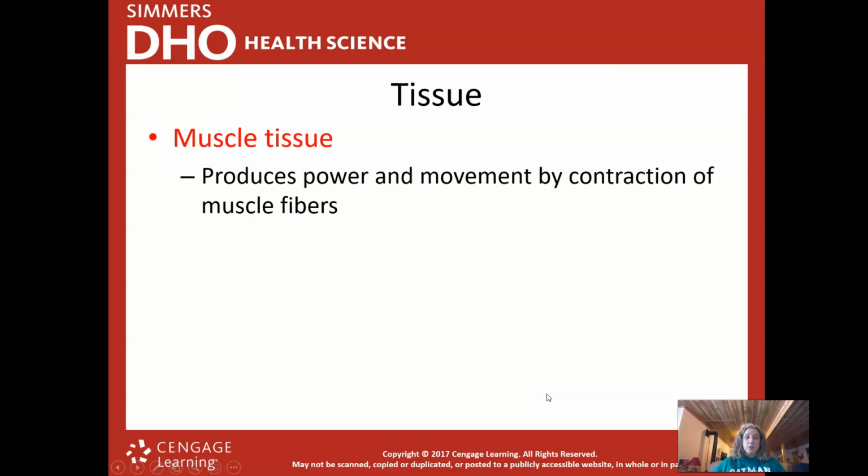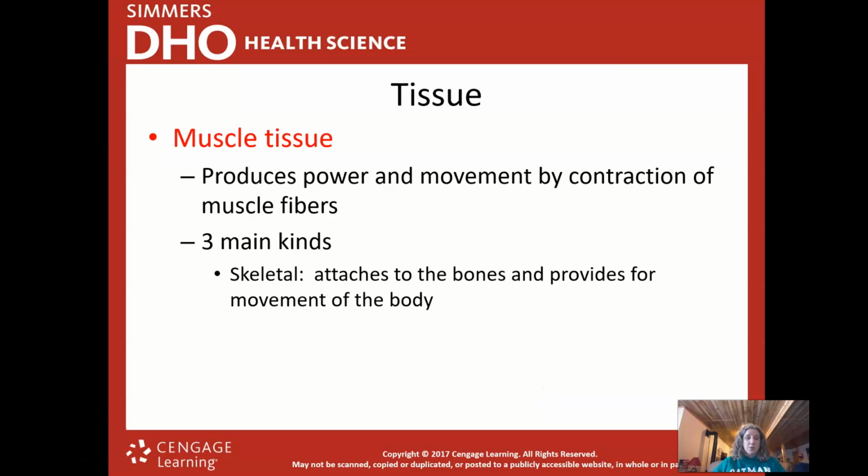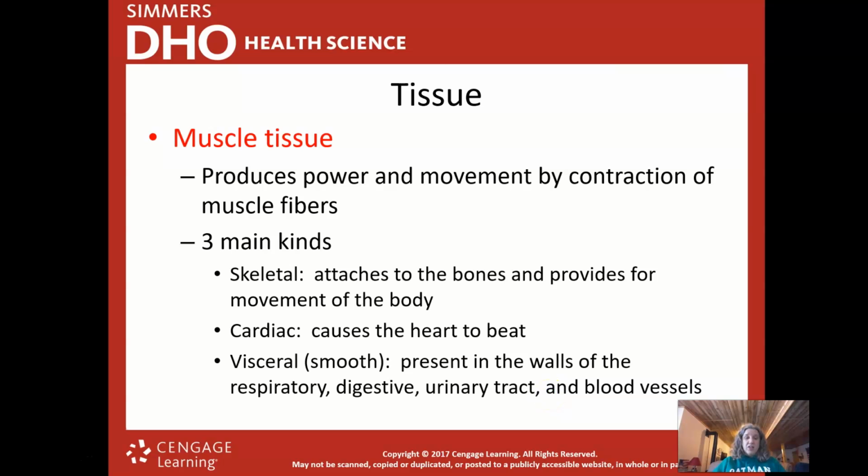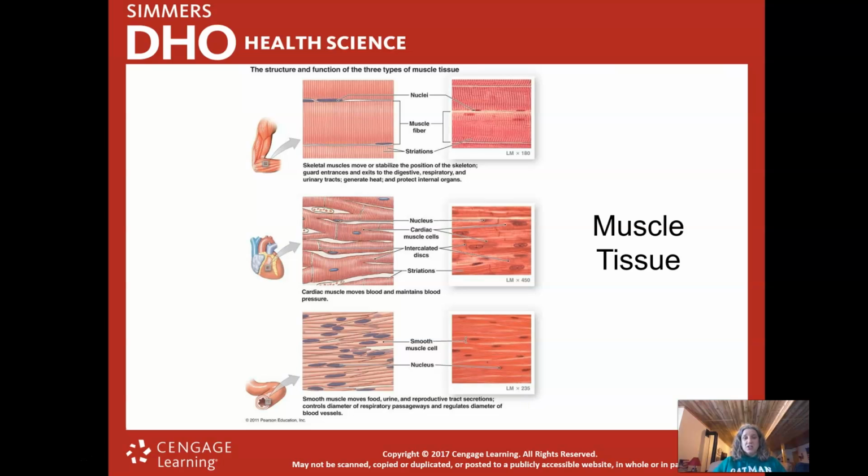Muscle tissue produces power and movement by contraction of muscle fibers. There are 3 main kinds. There's skeletal, which attaches to the bones and provides for movement of the body. There's cardiac, which causes the heart to beat. And there's visceral, which is smooth, and it's present in the walls of the respiratory, digestive, and urinary tracts, and blood vessels. And here are the different types of muscle tissue. You have your biceps, triceps, skeletal muscles, your cardiac muscle, and then the smooth muscles, which move food, urine, and reproductive tract secretions.